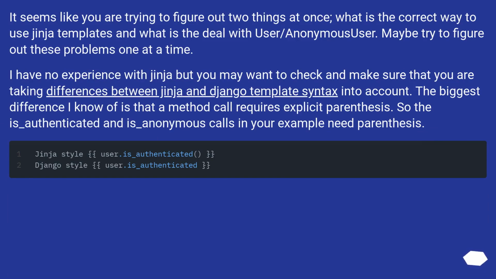It seems like you are trying to figure out two things at once. What is the correct way to use Jinja templates and what is the deal with user/anonymous user? Maybe try to figure out these problems one at a time. I have no experience with Jinja, but you may want to make sure that you are taking differences between Jinja and Django template syntax into account. The biggest difference I know of is that a method call requires explicit parentheses. So the is_authenticated and is_anonymous calls in your example need parentheses.